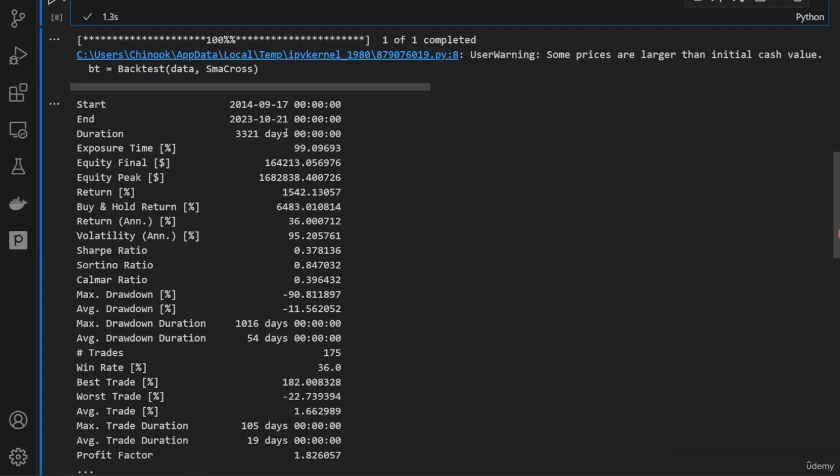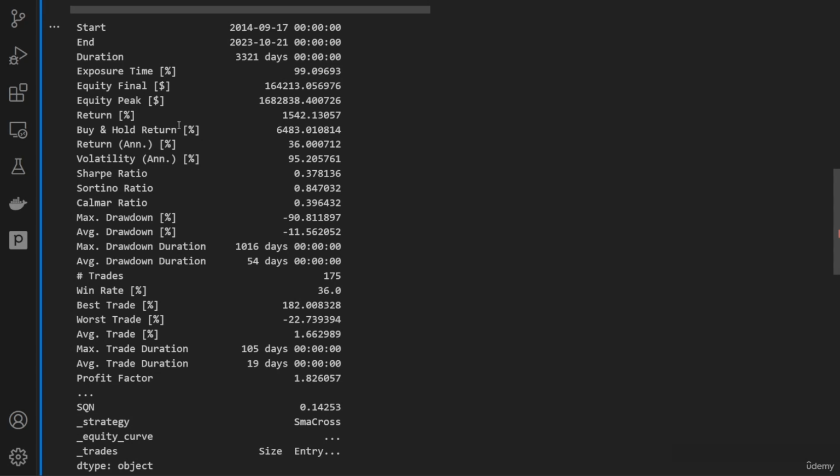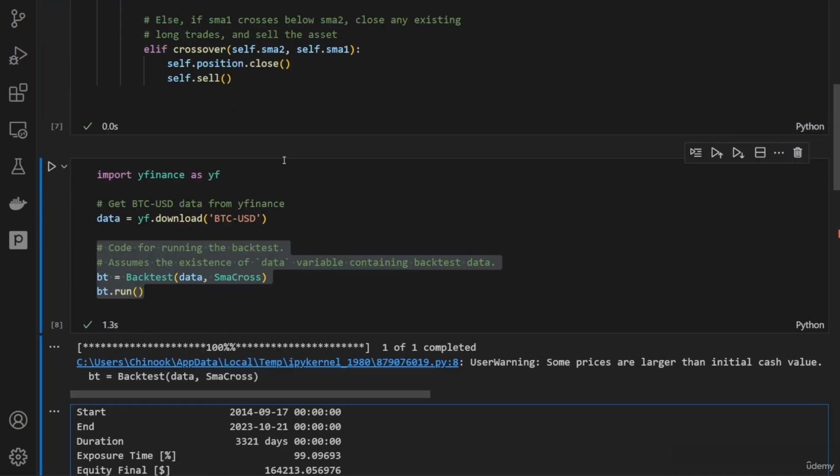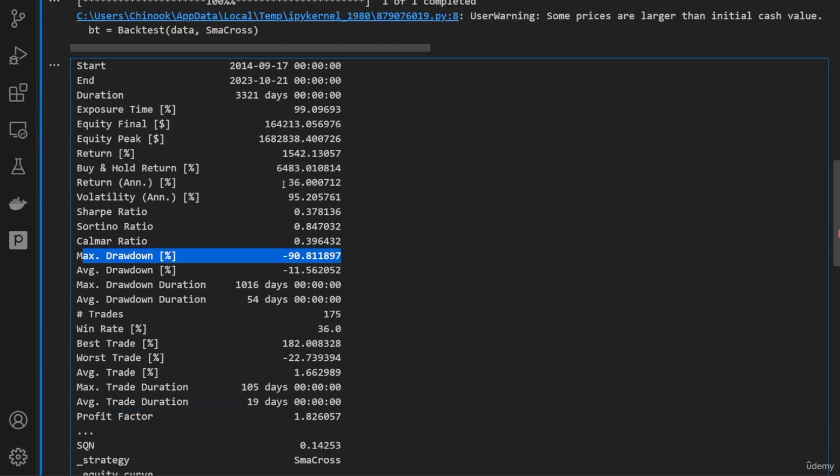So here we have the results. I'm not going through the details now. We're going to see this in the next videos. But notice that we have a return of 1,542% and a drawdown of minus 90%. So already we have a first backtest in this course. We can see that we have access to all the details regarding these strategies and all the parameters to decide: the win rate, the best trade percentage, the worst trade percentage, and so on.